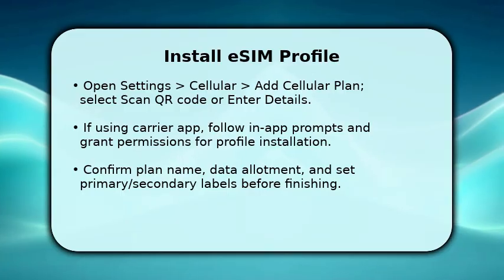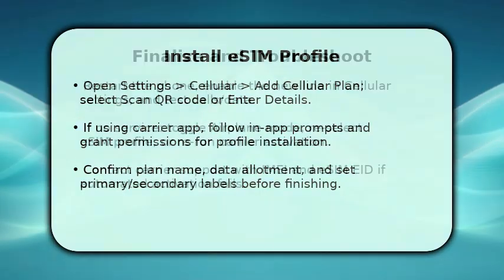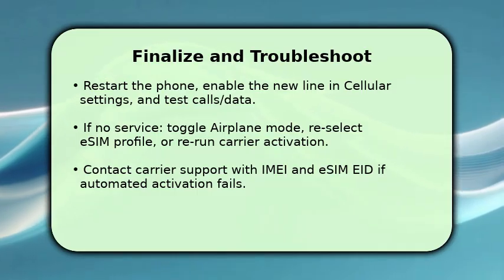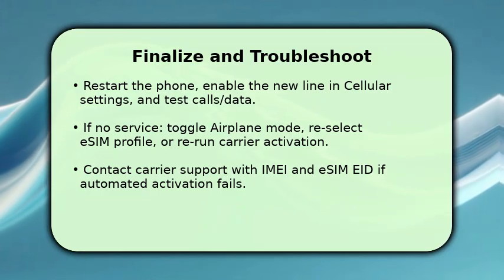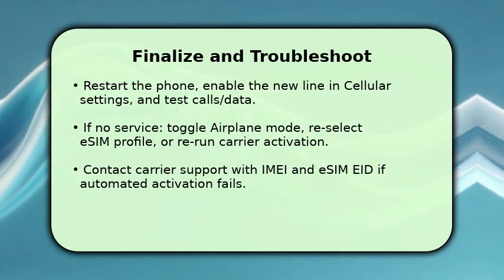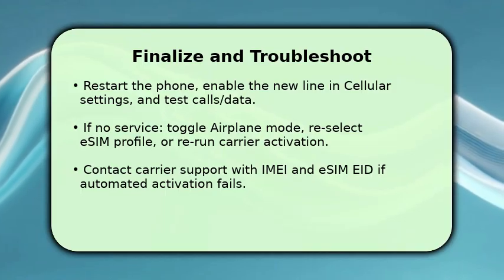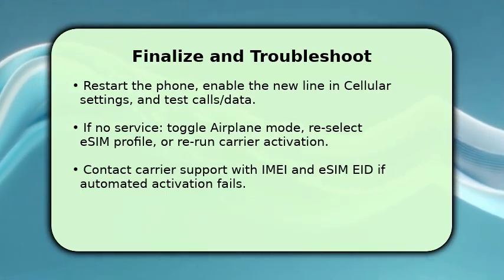To finish, restart your phone and enable the new line in cellular settings, then test a call and mobile data to confirm service. If the line doesn't connect, toggle airplane mode, wait 10 seconds, then re-enable cellular. Make sure the eSIM profile is selected as active.